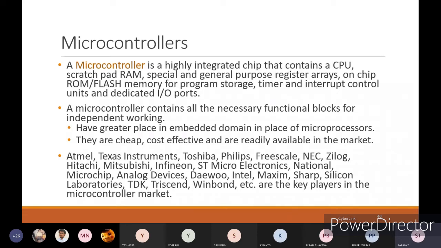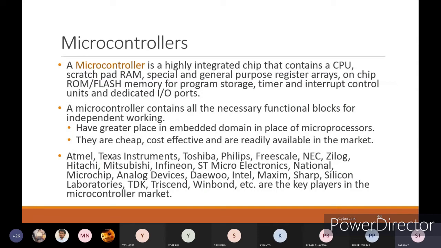And a microcontroller contains all the necessary functional blocks for independent working, because you can take it as a microcomputer, because all the peripherals needed to run one function or any one program are inside your microcontroller. That's why it has all the necessary functional blocks to work independently.